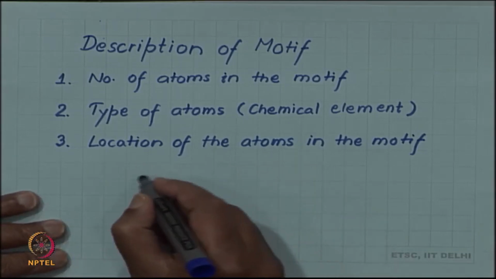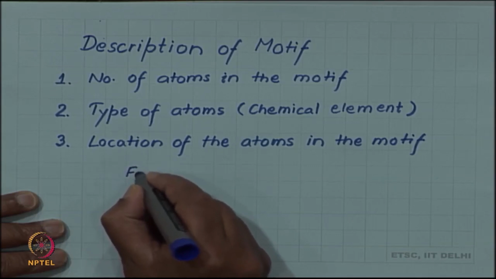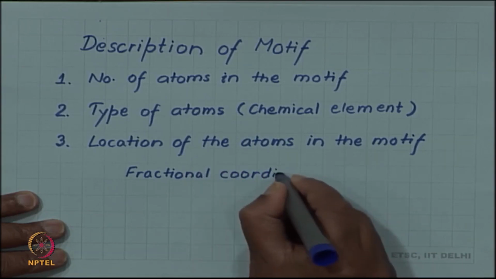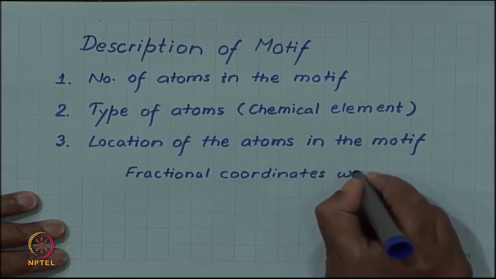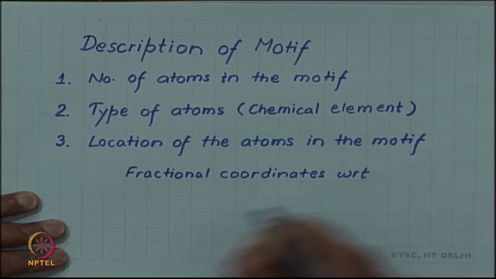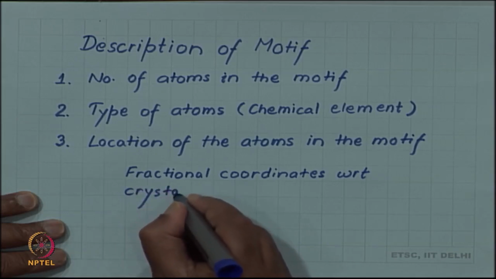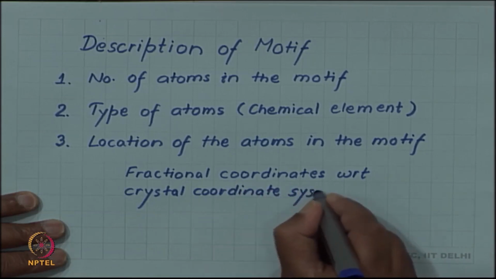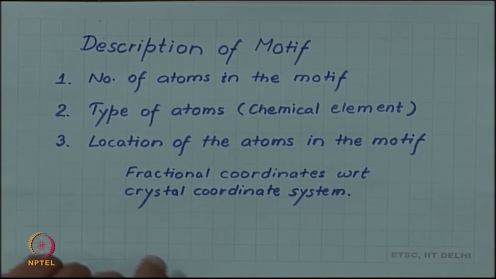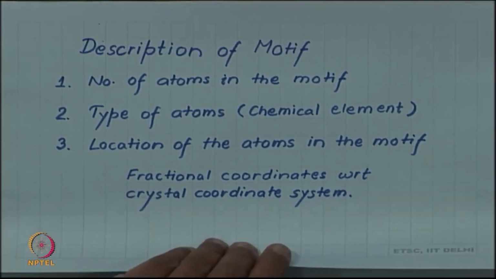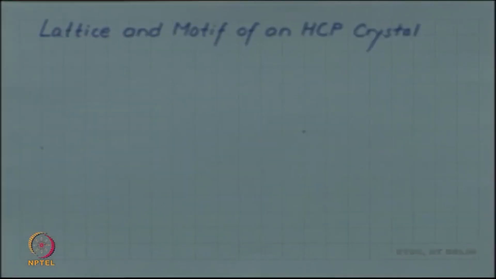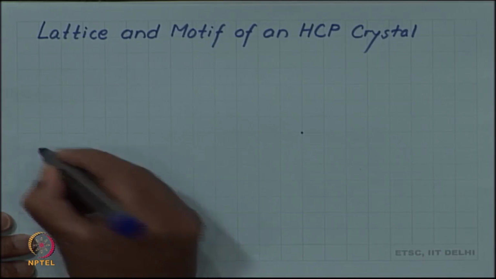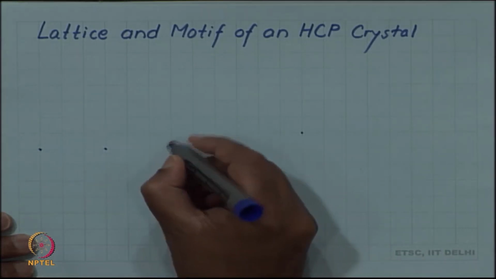The location of the atoms is traditionally given as fractional coordinates with respect to the crystal coordinate system. The meaning of fractional coordinates will become clear when we look at this HCP example in detail. So, let us build up the HCP crystal. We again start with the lattice. Let me draw a few lattice points.